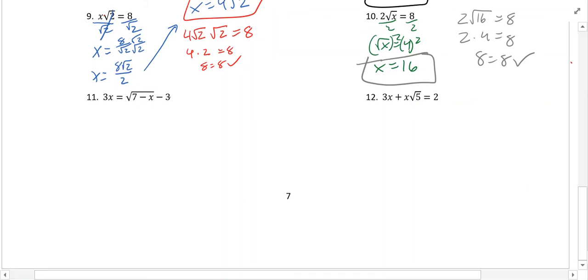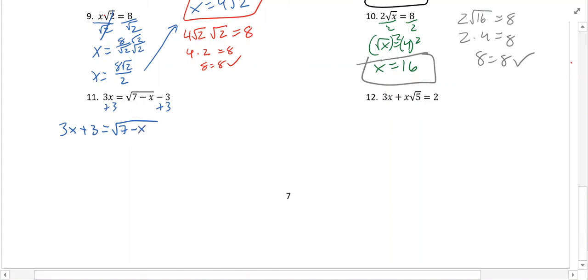And it's not all alone because there's this minus 3 behind it. So to move it, we have to add 3 to the other side. So we're going to get 3x plus 3 equals the square root of 7 minus x.